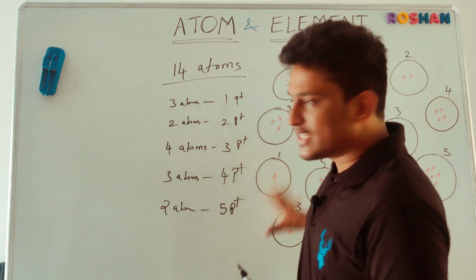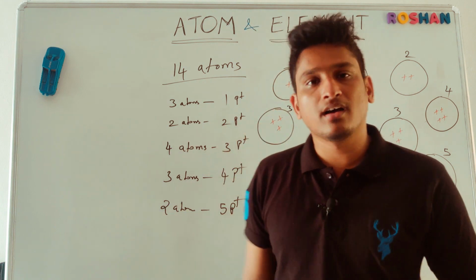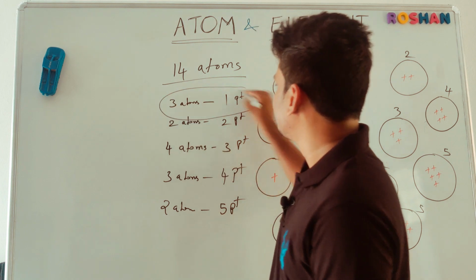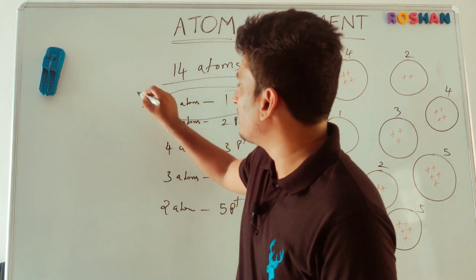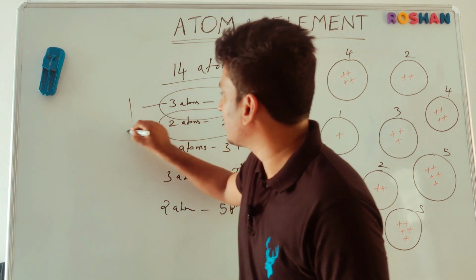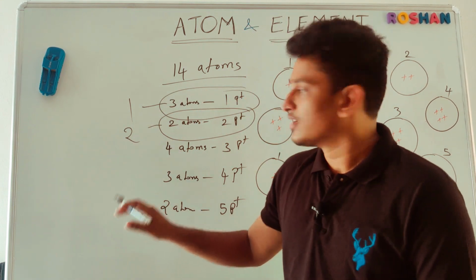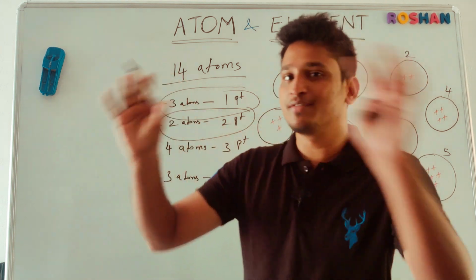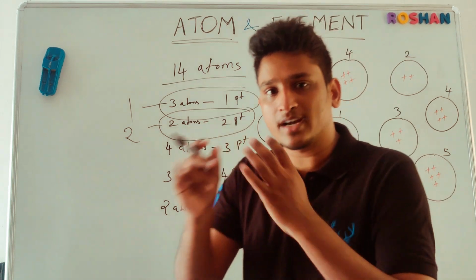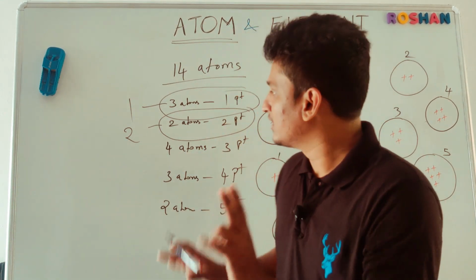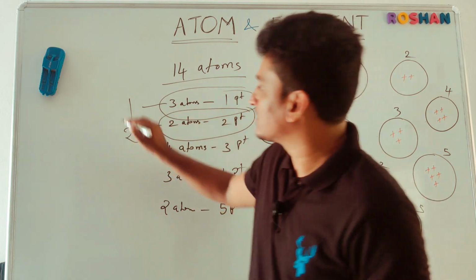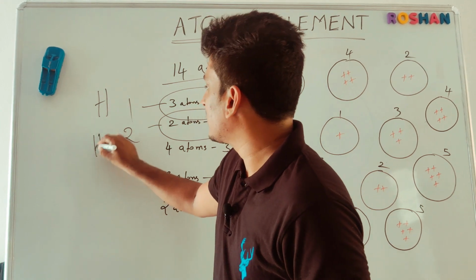So students, in all these 14 atoms, 3 atoms have 1 proton each. Yes or no? This is called the first element. All these 3 atoms come under the element with atomic number 1. And 2 atoms with 2 protons. This is called the second element. Of course, here on the board I cannot represent the infinite number of atoms, so I just represented 2 atoms. But all the infinite number of atoms with 2 protons are called the helium element. These 3 atoms with 1 proton are called hydrogen. This is called helium.